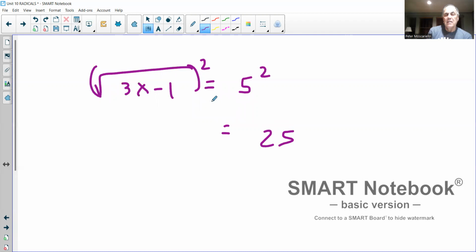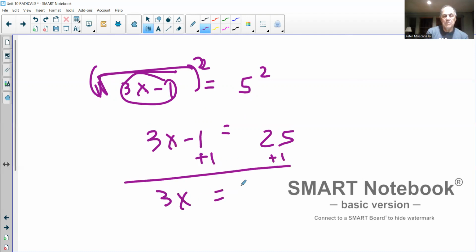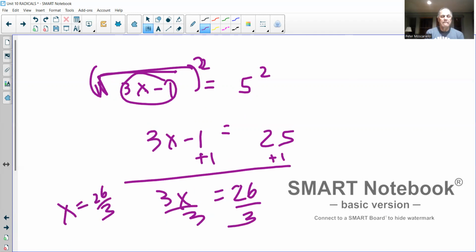25 on the right. And now we started with 3x minus 1. We square rooted it, we squared it. The square root and the square undo each other. So we get this, and now that's easy to solve. Add 1. 3x equals 26. Divide by 3. Answer: 26 over 3.